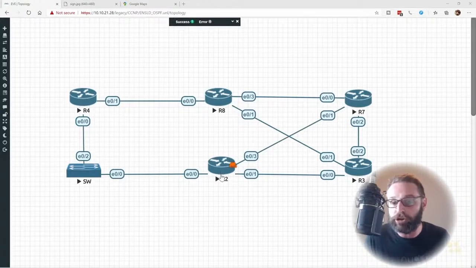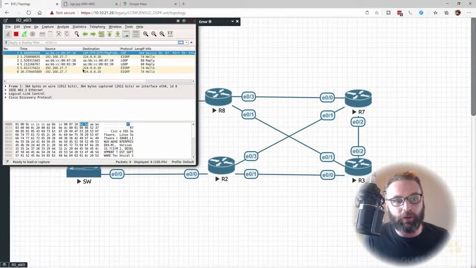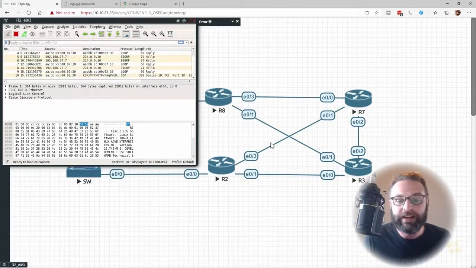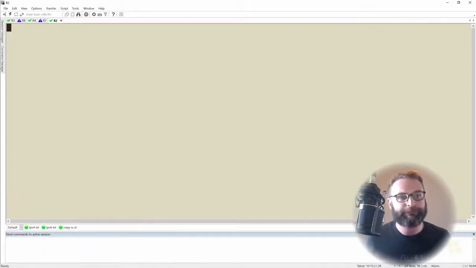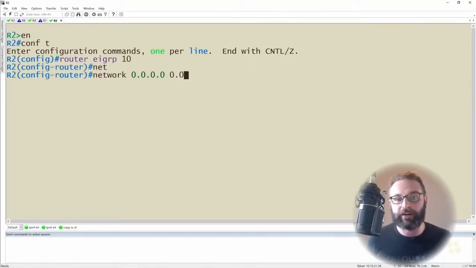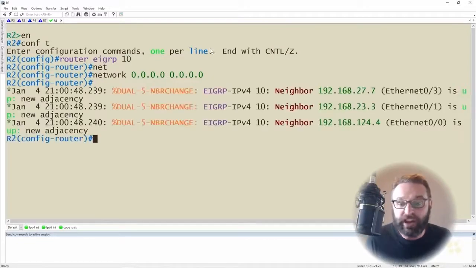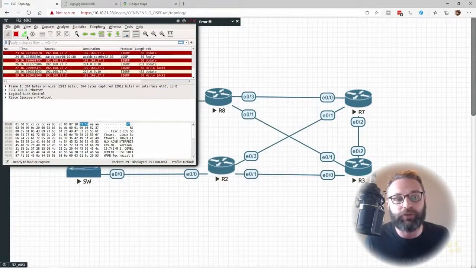Let's bring up router 2 and capture what happens on Ethernet 0/3 right here on the screen. So with the Wireshark packet capture that's running now, we see some hello packets that are coming in from 224.0.0.10. That's router 7 going across the way up here on this Ethernet 0/1 link. So let's bring our adjacency to life by going into classic mode, router EIGRP 10, and I'll just turn it on for every interface by specifying all zeros. The adjacency comes to life very quickly, and my packet capture is full of interesting information.